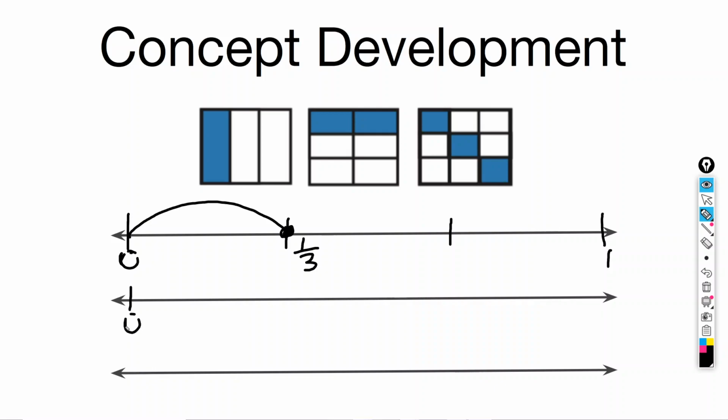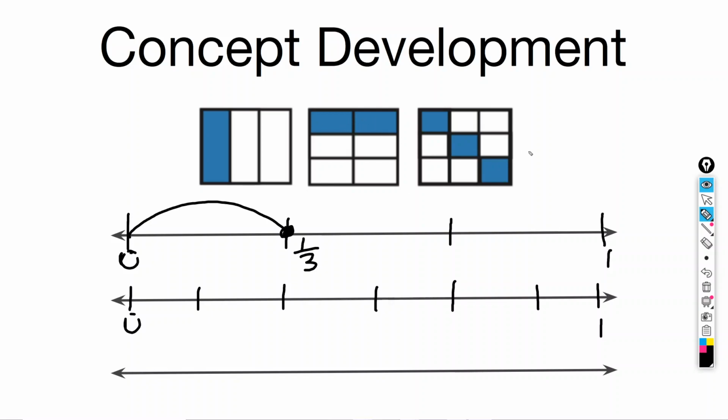I'll start with my 0. The end is 1 whole. Remember, I can break it into thirds first and then break it in half. And let's count. I have 1, 2, 3, 4, 5, 6 equal pieces. Now, if I look up at this model, 2 of those pieces are shaded.